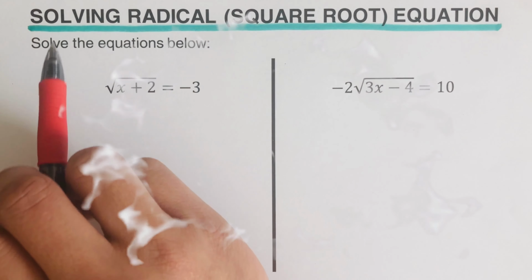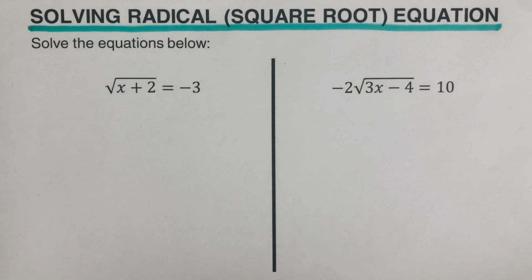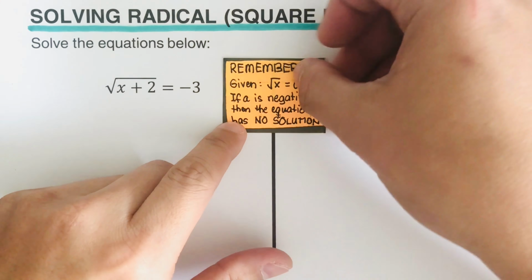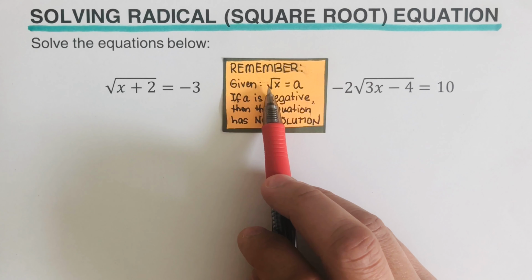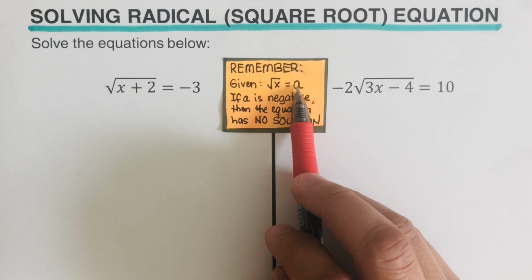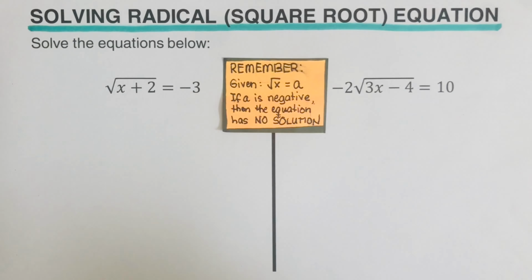Hello everyone. In this video, we will be solving radical equations, specifically square root equations. Please remember that if we are given square root of x is equal to a, and we get a positive square root of x, the a should be positive. If a is negative, then the equation has no solution.